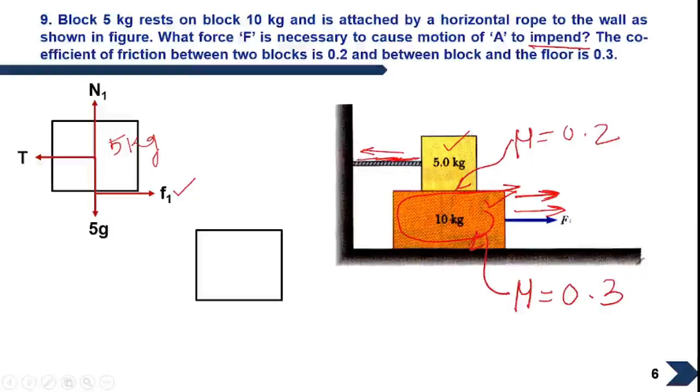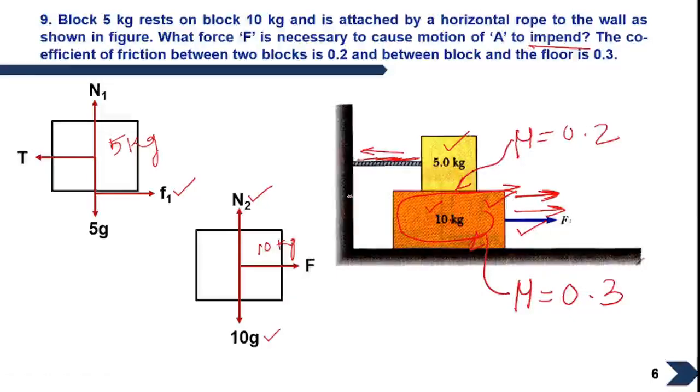So this is the free body diagram of the block of 5 kg. Now we'll draw the free body diagram of the 10 kg block. So the weight of the block will be acting downward, 10g means 10 times gravity, and the normal force will be acting upward. Let us take the normal force of the 10 kg block as N2. Now we will have force F, which is already given in the question.